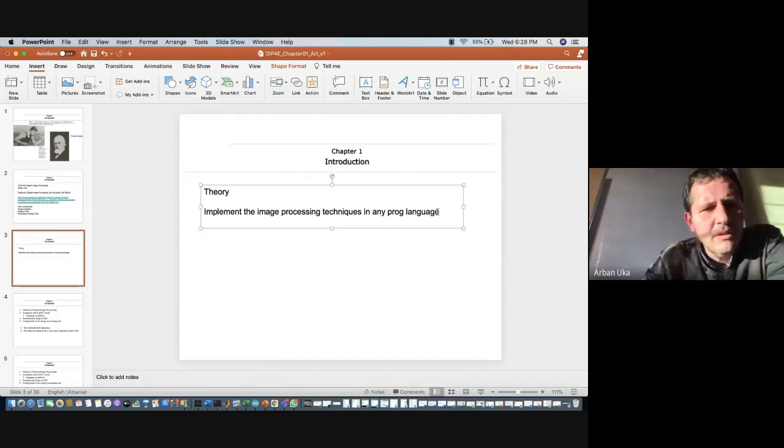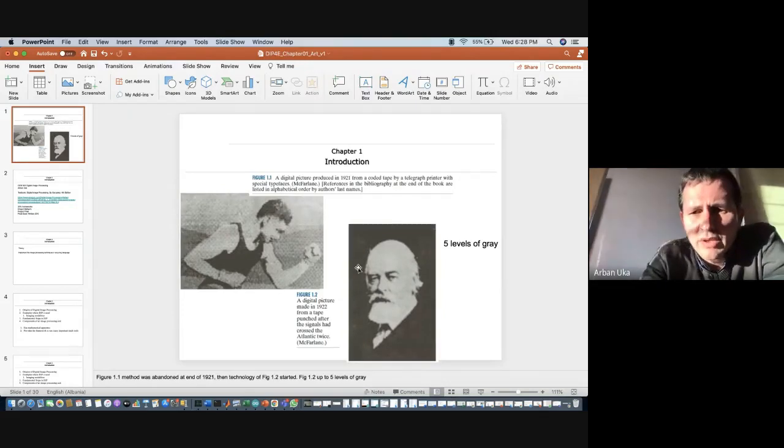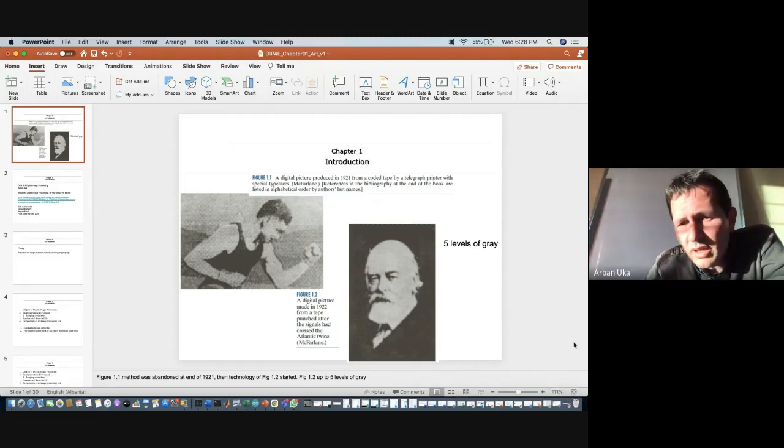Now, I think we can go over the slides. So, images have been recorded at different levels and at different quality standards for a long time. The earliest images that have been acquired, apparently this image here on figure 1.1, was produced in 1921. So it is exactly 100 years.